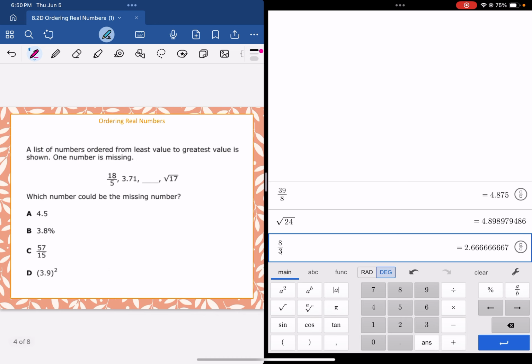All right, so for the last one, it says a list of numbers ordered from least value to greatest value is shown. One number is missing. Which number could be the missing number? I challenge you to answer this in the comments and then see how you did.